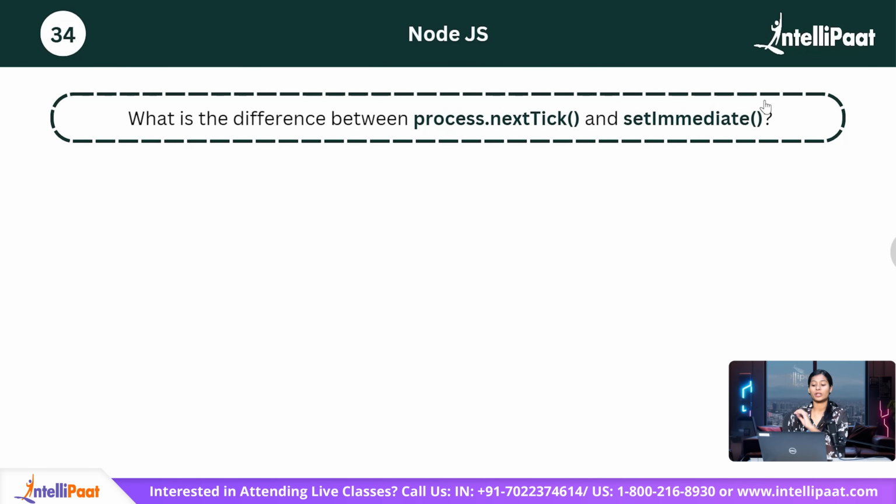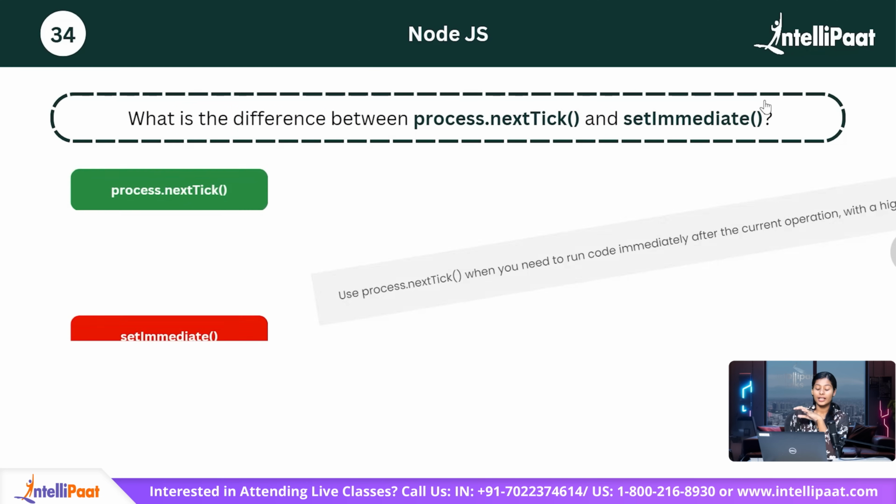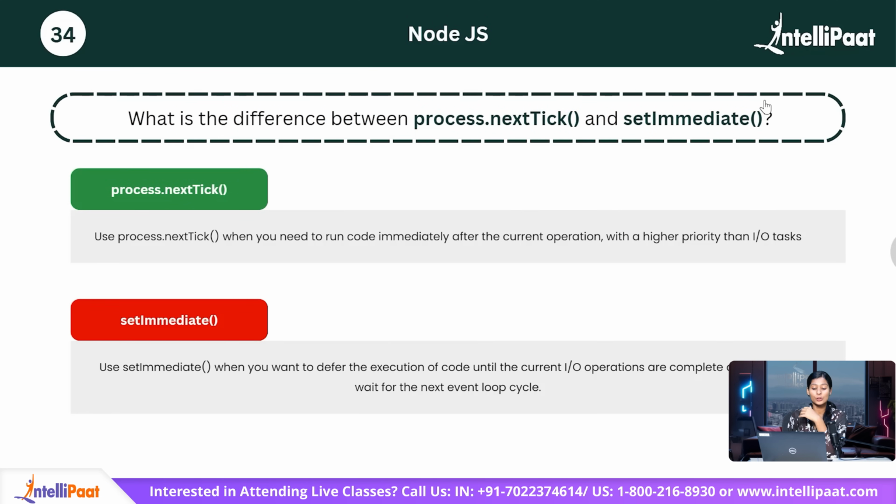What is the difference between process.nextTick and setImmediate? Now, process.nextTick is used when you need to run your code immediately after the current operation, with higher priority than input-output tasks. setImmediate is used when you want to defer the execution of code until the IO operations are complete, and you can wait for the next event loop cycle.